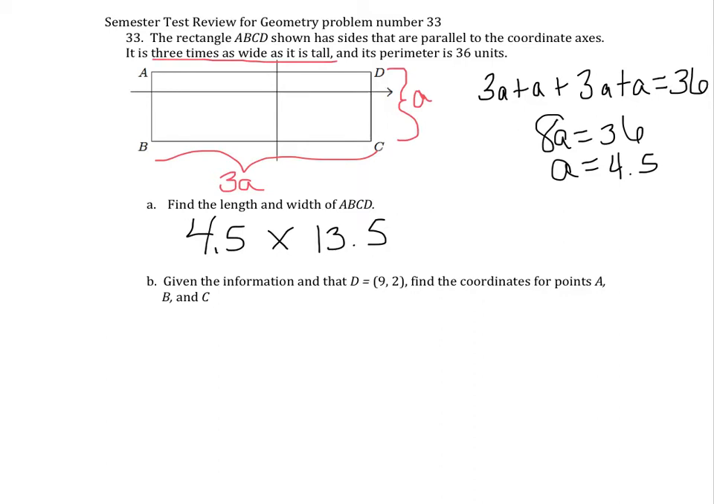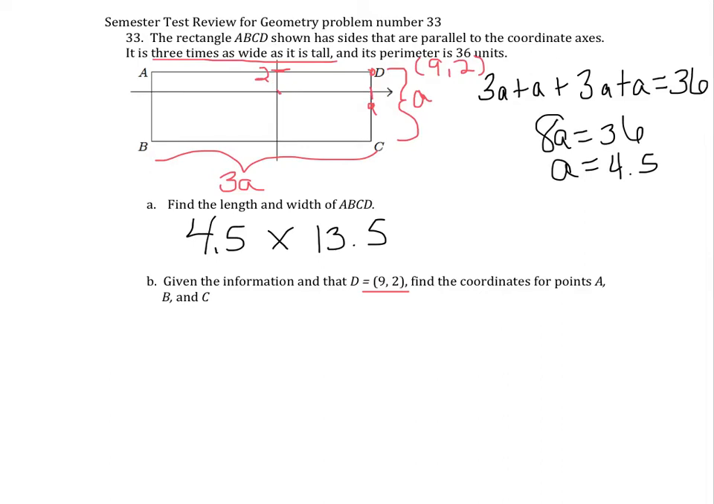Okay, now we need to consider what the coordinate values would be. This problem tells us that D is equal to (9, 2). So this point D on the coordinate plane is (9, 2). That location tells me that from the origin at (0, 0), we have traveled a distance of 9 to the right, so this right here would be 9, and that we have gone up a height of 2. So this part would be 2.